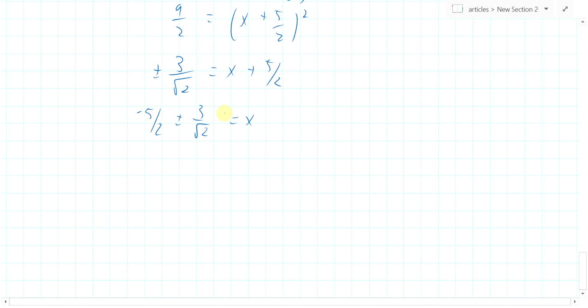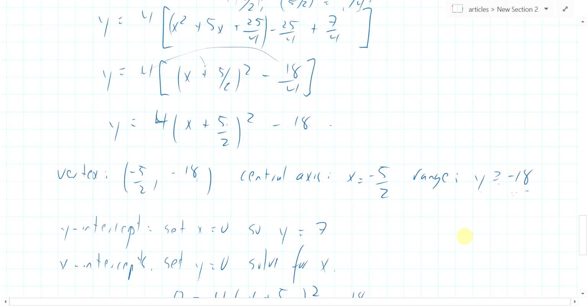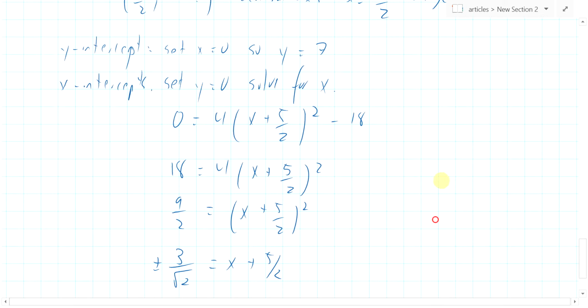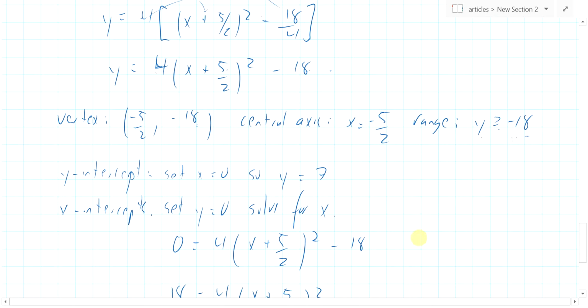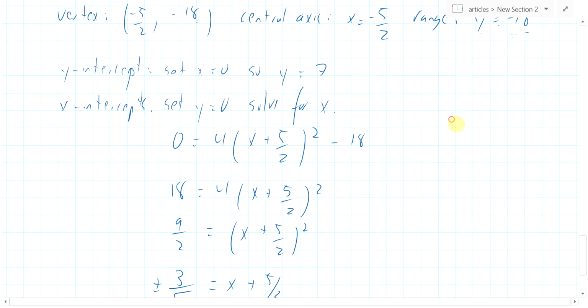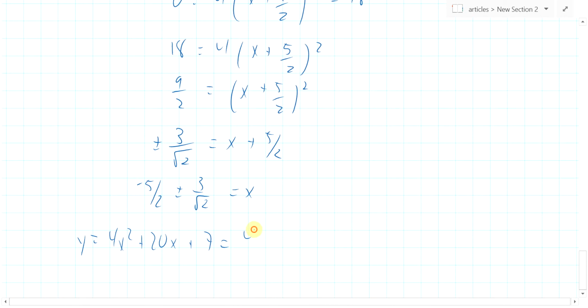So what does the graph of this thing look like? Well, let me write down the equations again so that we don't lose track of where we are. And we're dealing with, what are we dealing with? Y equals 4x squared plus 20x plus 7. And that's also equal to, because we completed the square to get this thing, 4 times x plus 5 halves squared minus 18. Okay, so what does the graph look like?